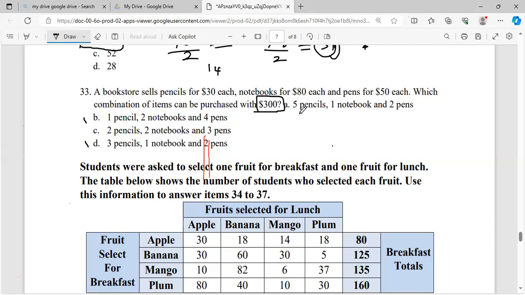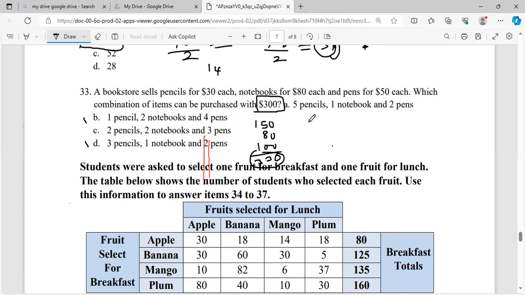I can just say 5 pencils. That means 5 times 30 would be 150. $80 each for the notebook, so that's 80. I want everyone to understand what to do. 2 pens would cost $100 since it's 2 times that. So if we add this, let's see if it passes 300. 8, and oh yeah, 330, because we're going to get 13, carry the 1, so this is 330. We now have the 30 over that, guys.